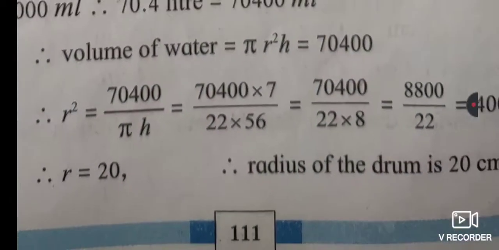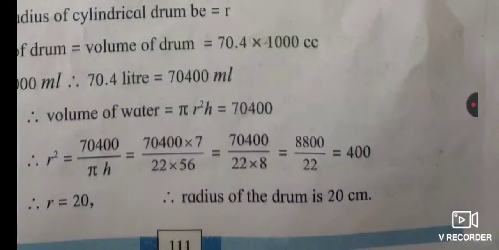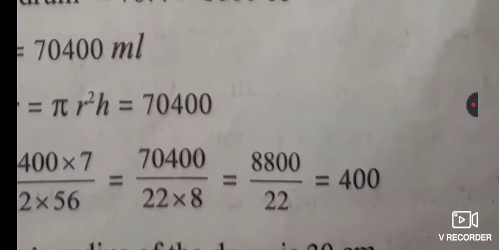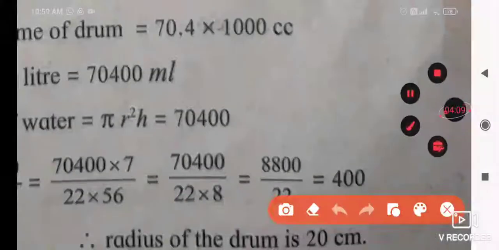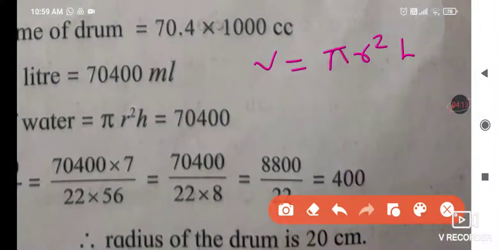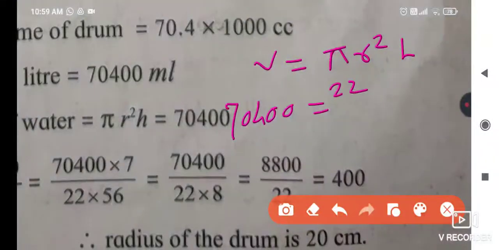As I told you, whenever we are solving these examples, see here I will show you. Volume equals pi r square h, you can solve this directly also. You put the values here: 22 upon 7 into r square, that value we don't know, and h means height, how much is given, 56 is given.